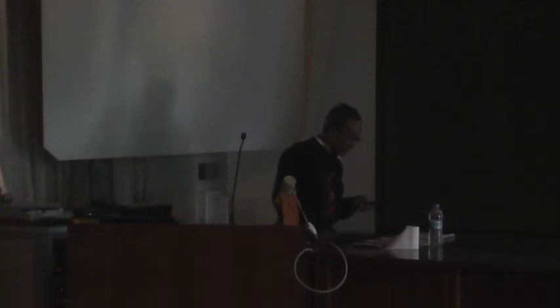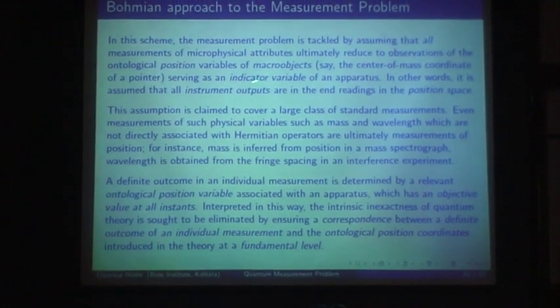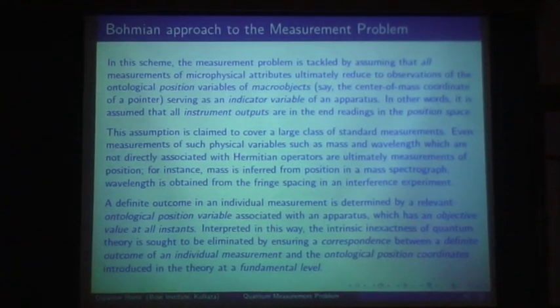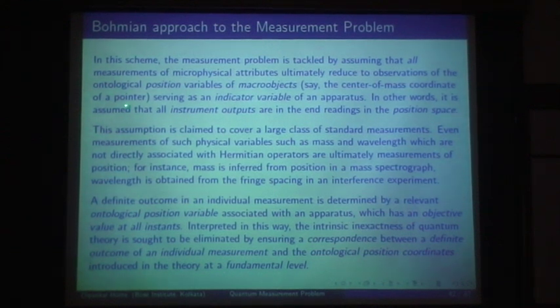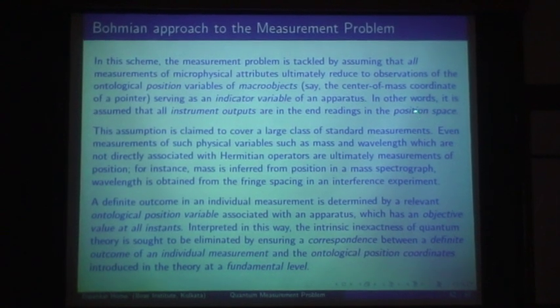So the Bohmian model, the measurement problem, the motivation, as I said, is that positions are the fundamental ontology. Here, as I have already stated, the property of the measuring apparatus, which serves as the apparatus variable in the Bohmian model, is essentially the position variable of a macro object, which is serving as an apparatus. For example, the center of mass coordinate of a pointer. So it is serving as the indicator variable. And all instrument outputs are in the end readings in the position space.